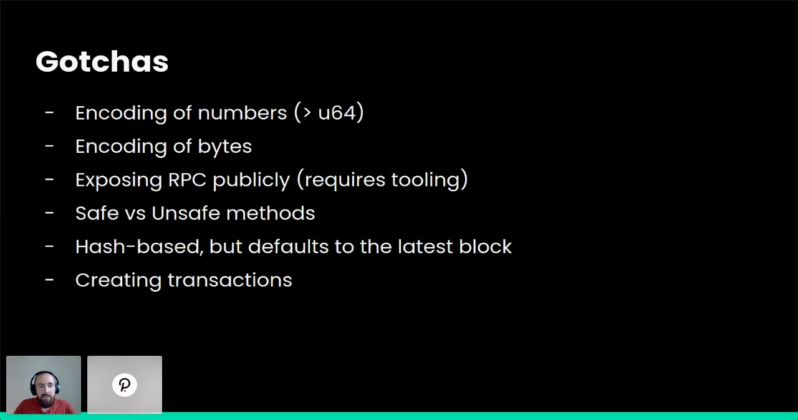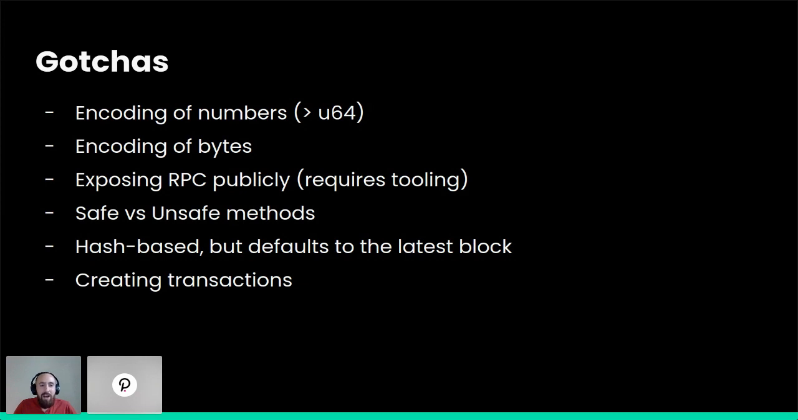Secondly, if you have a stream of bytes or a vector of bytes that you want to expose in RPC, it requires additional serde annotations to be hex encoded instead of using the default serde encoding, which is just an array of numbers. Obviously, there's nothing wrong with an array of numbers, but it's very human unreadable, and hex encoding is much more compact.